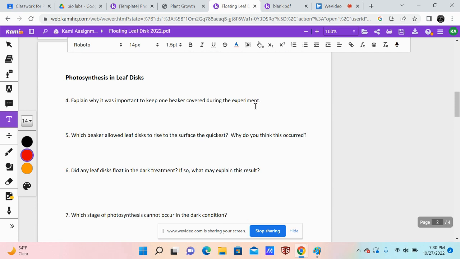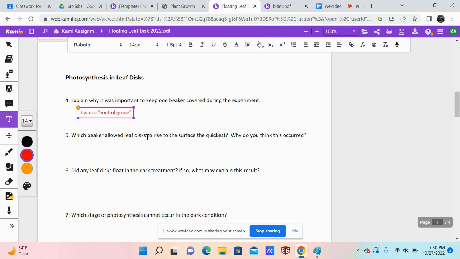Okay, let's see. Explain why it was important to keep one beaker covered. Not going to really explain this. I'll type it for you. It was a quote unquote control group. If you don't remember what a control group is, no big deal because we finished that unit a long time ago. So hopefully you'll learn it again in chemistry if you really need to know it.